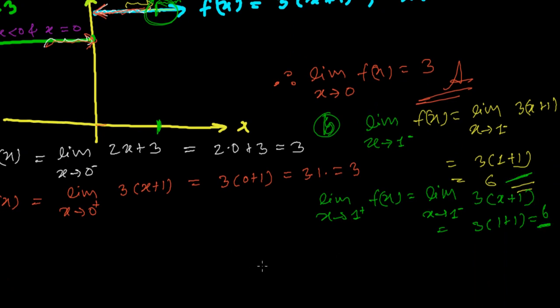So now, taking a very long breath, I can say that the approaching value of the function f of x when x is approaching 1 is equal to 6, and that's our final solution.